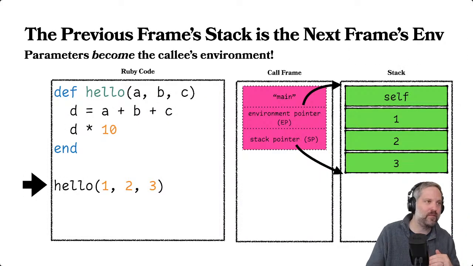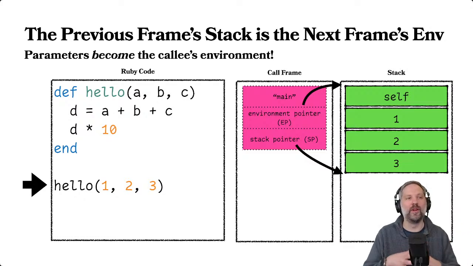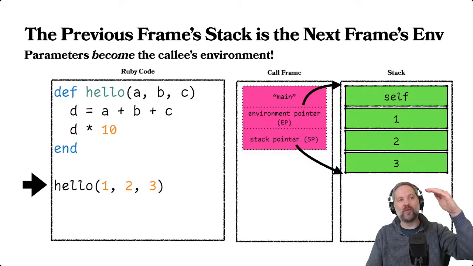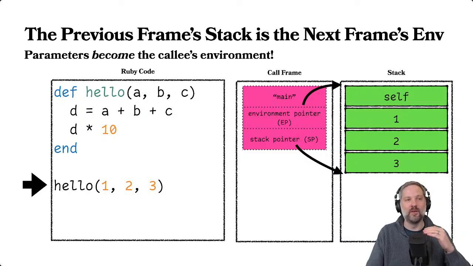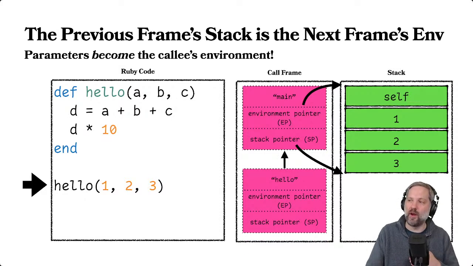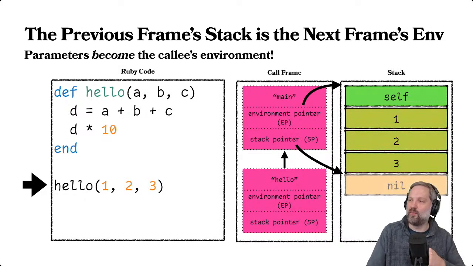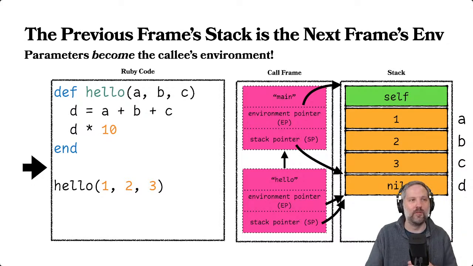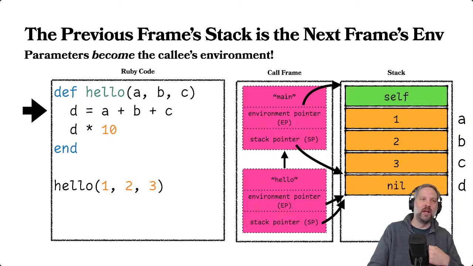Just to repeat, when we're ready to call a method, our stack looks like this: we have self and then 1, 2, 3. Then the stack for the previous method becomes the environment, or the EP, for the new method. So we push our frame, we point the EP at the bottom of the stack, and then we have our values and we execute the method body itself.